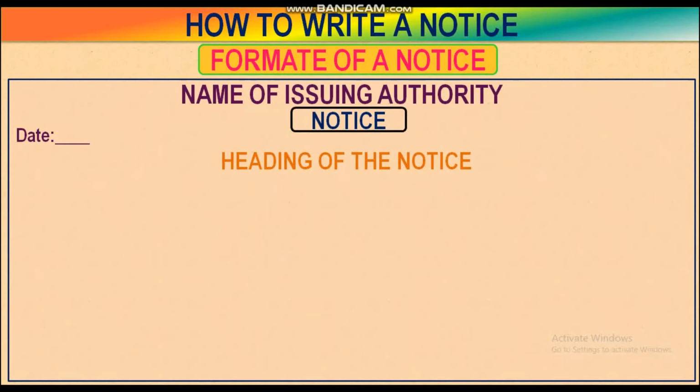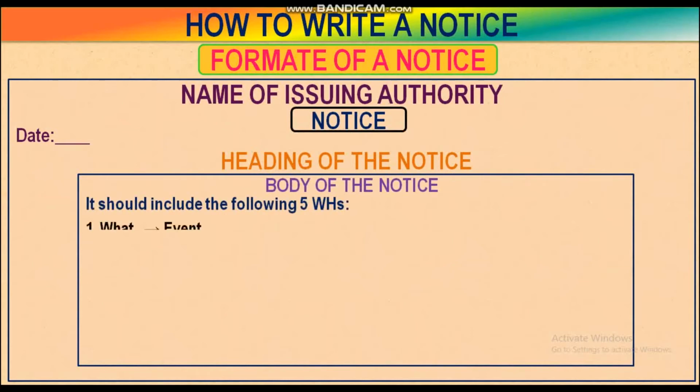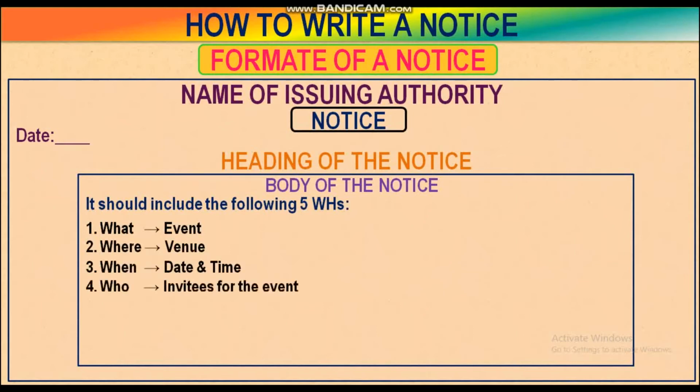After that, write the body of the notice answering 5 WHs: what, where, when, who, and whom. And finally, write the signature, name, and designation of the writer of the notice.